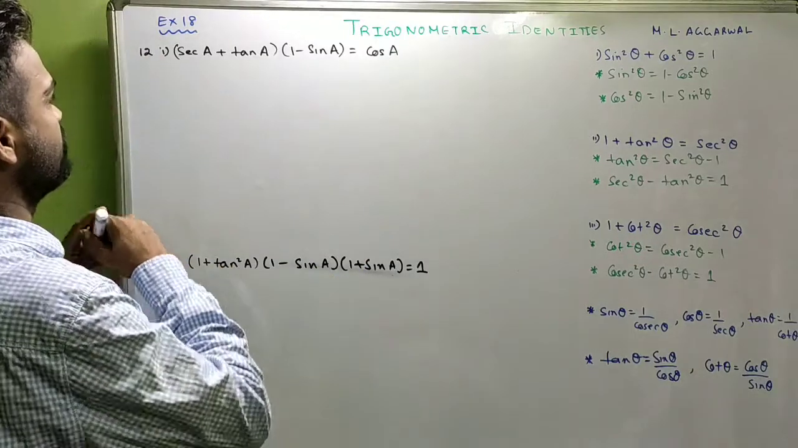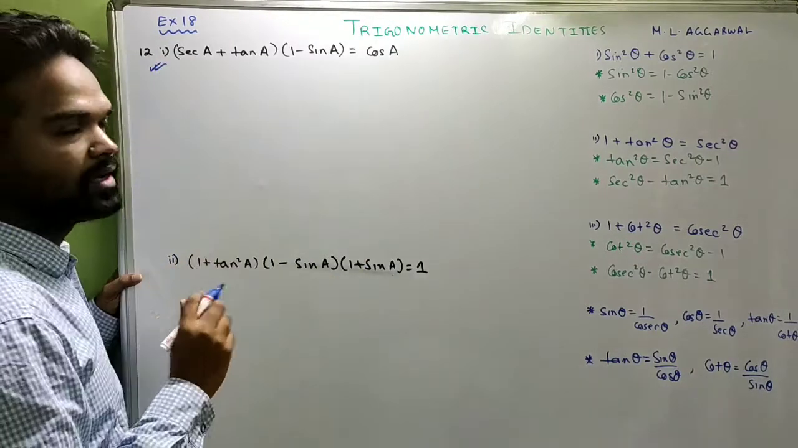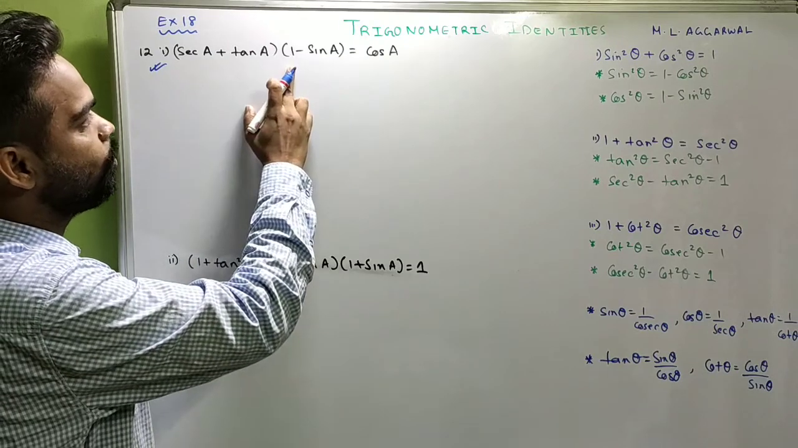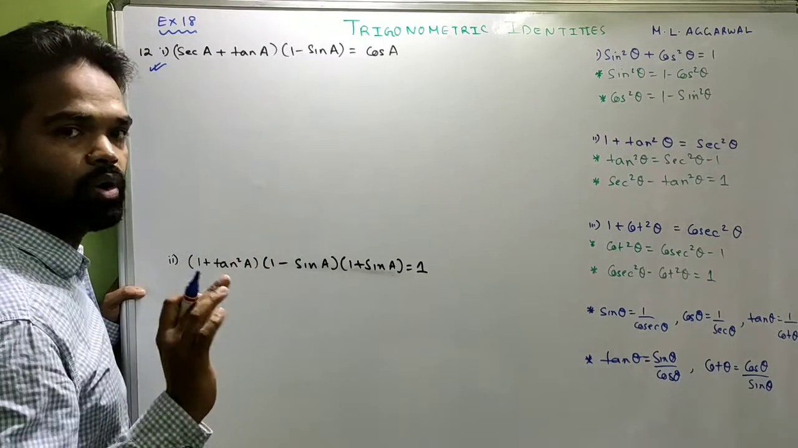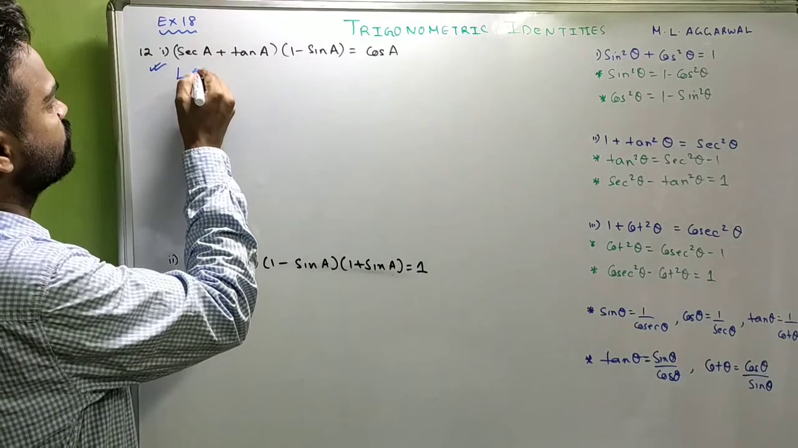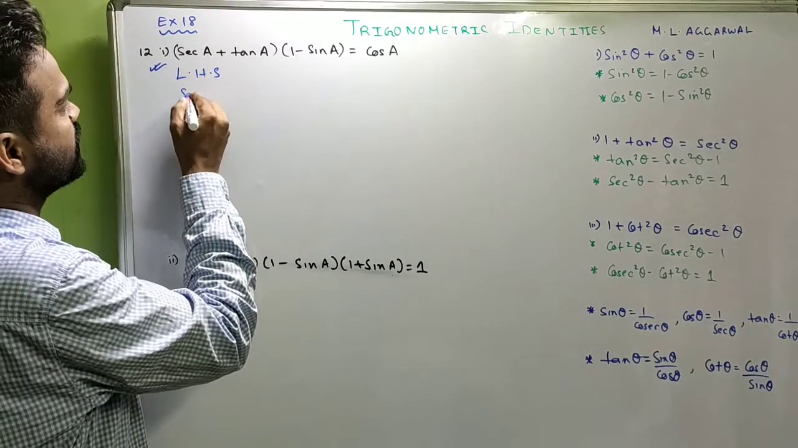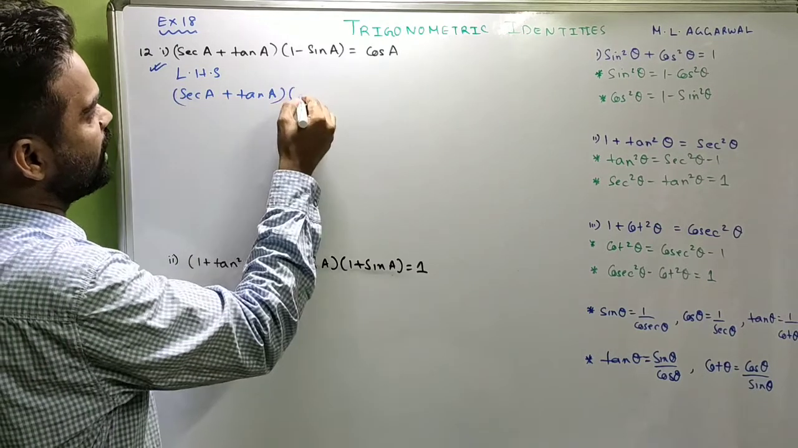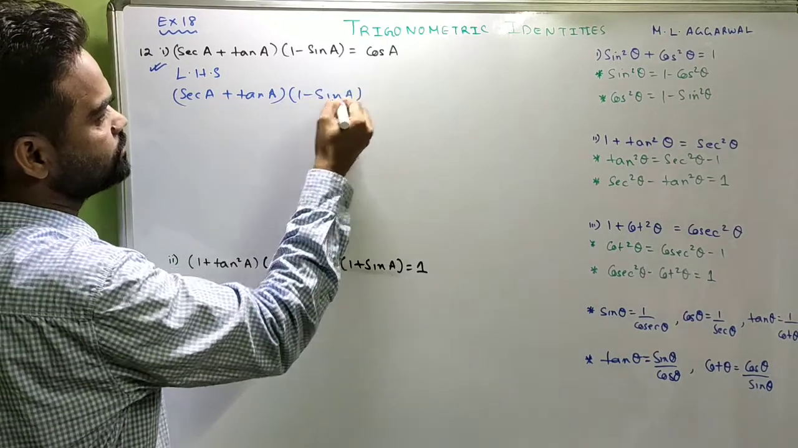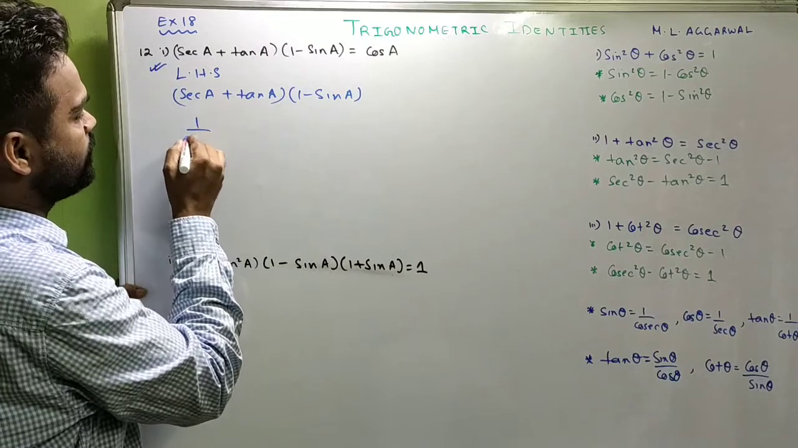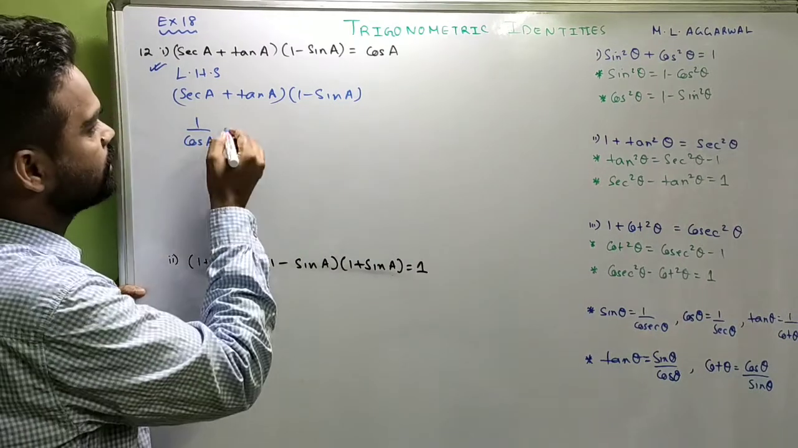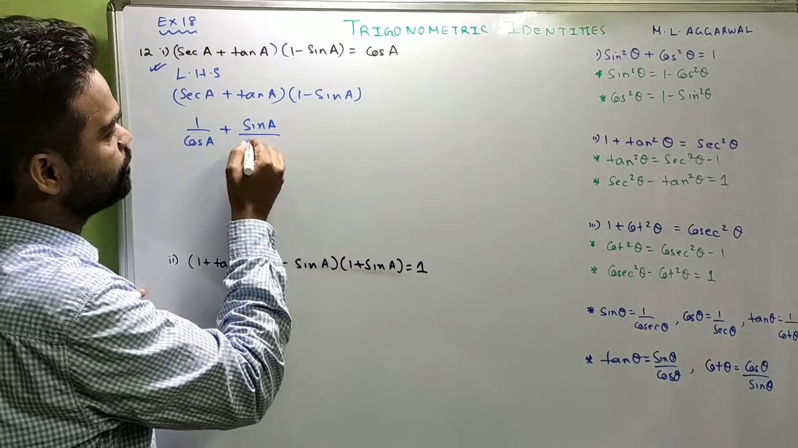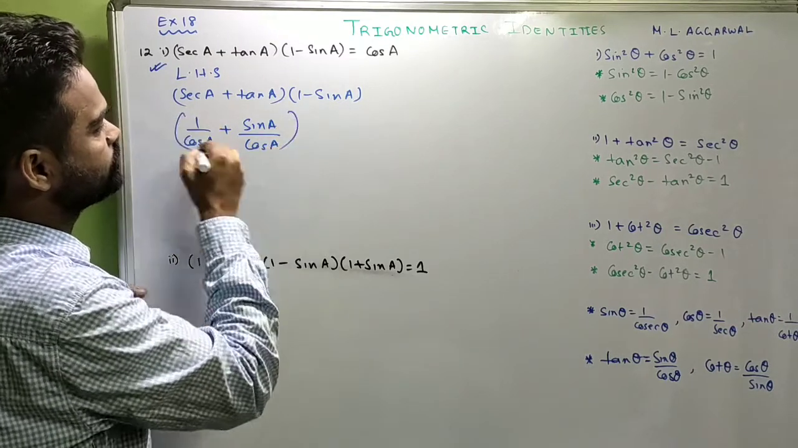Now let us look at this sum. 12 part 1. We need to prove that (sec A plus tan A)(1 minus sine A) equals cos A. Now look carefully, your left hand side: sec A plus tan A and 1 minus sine A. Now sec A, can I write 1 by cos A? Tan A, I can write sine A by cos A, isn't it?